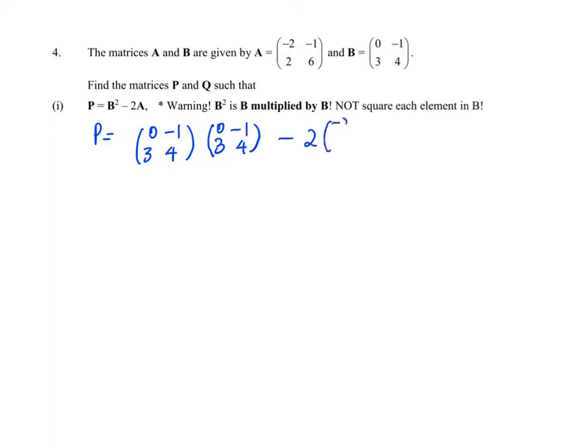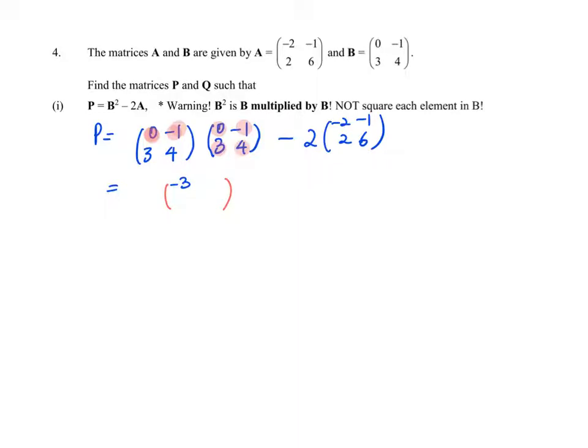subtract 2A. Now one of the common mistakes that students make is they try to square every single element. But that is definitely not true. This is a 2 by 2 matrix multiplied by a 2 by 2 matrix, and in the end we'll get a 2 by 2 matrix. The multiplication works as a normal matrix multiplication. So 0 times 0 plus negative 1 times 3, and we get the answer negative 3. Then we take the next one over here, 0 times negative 1.